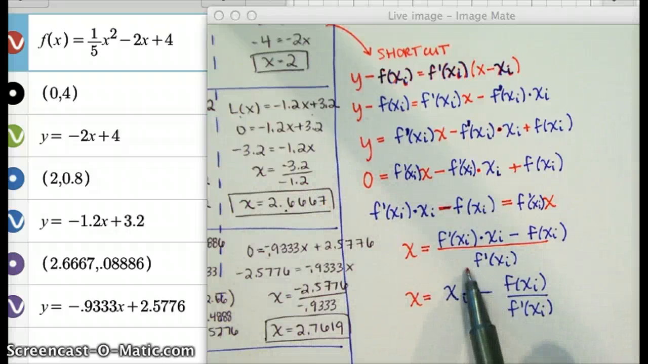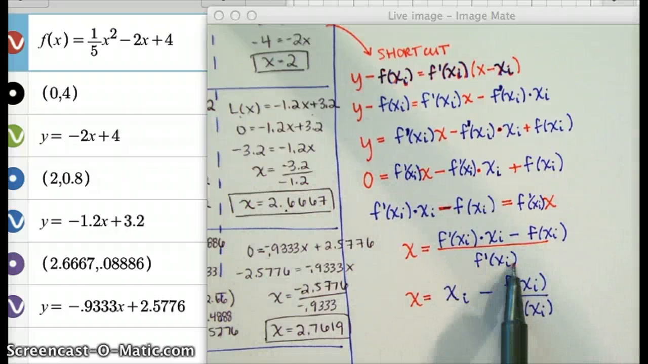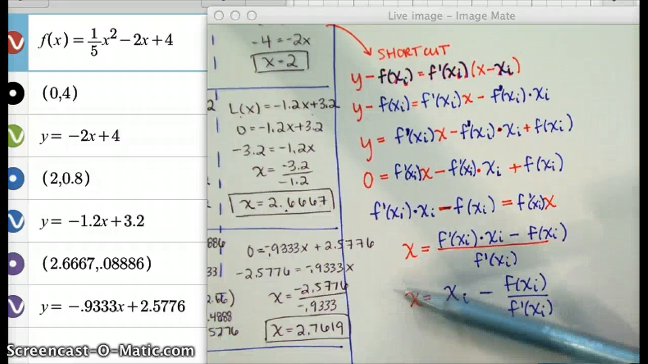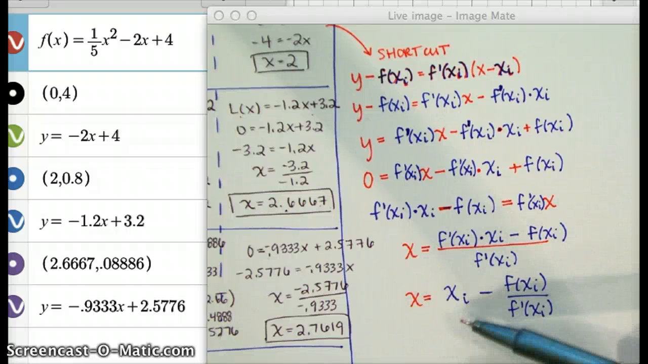And when I algebraically simplify this, those terms cancel, and the expression I'm left with is x sub i minus f of x sub i over f prime of x sub i. Think about what these symbols mean, and this is the shortcut. You're going to need to memorize it, and you won't memorize it just by looking at the symbols, but if you understand what they stand for, this will be really easy.